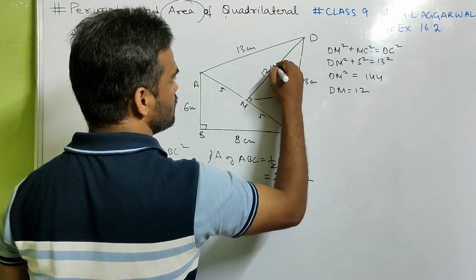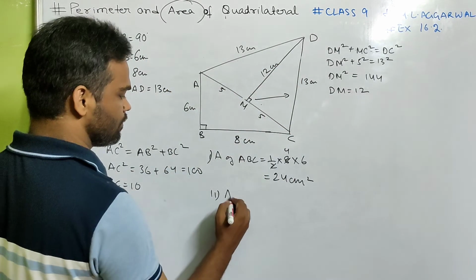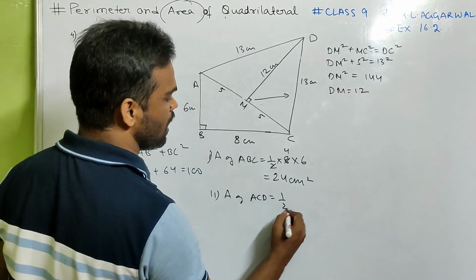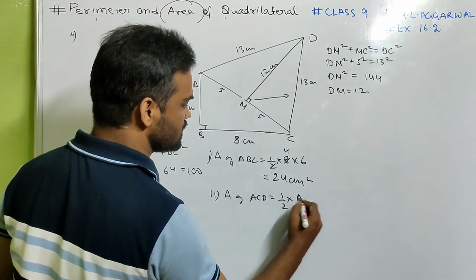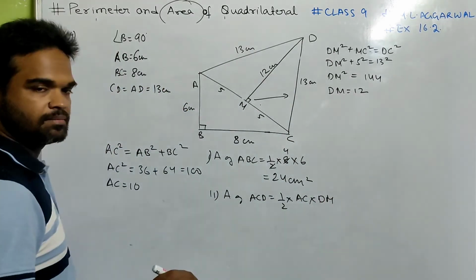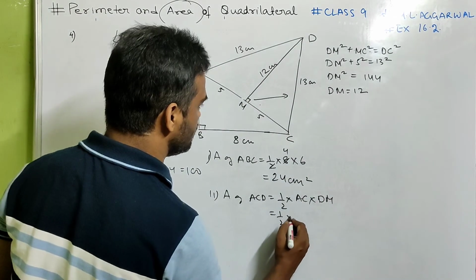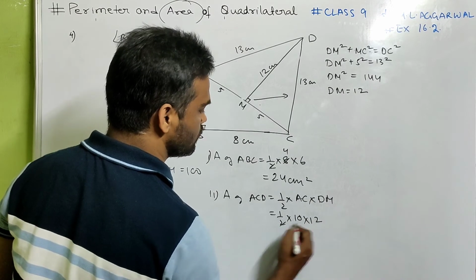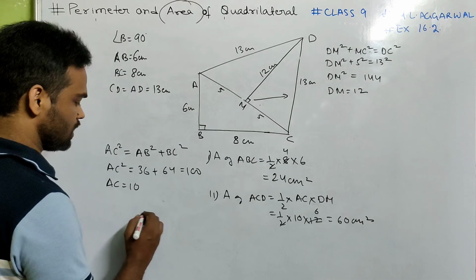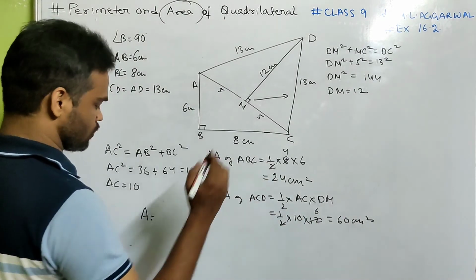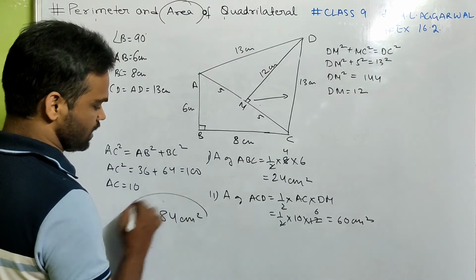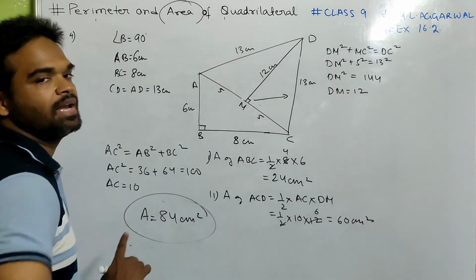Done? Then area of ACD is half into base, which is AC, into height, which is DM in this case, half into base into height. So that's half into 10 into 12, that's 60 centimeter square. So total area will be 60 plus 24. That's 84 centimeter square. That's the area of the quadrilateral.